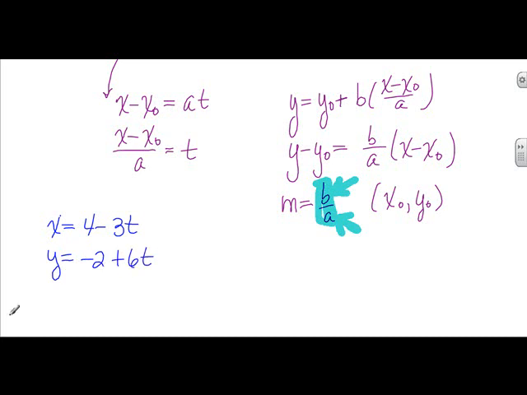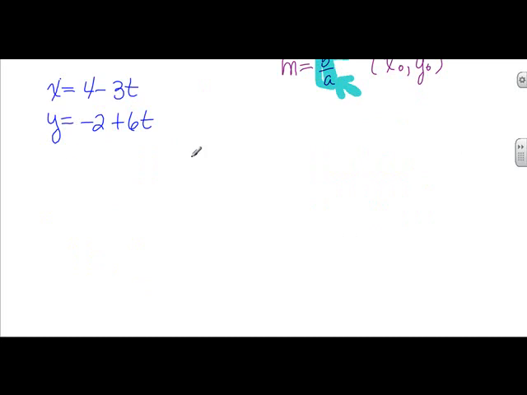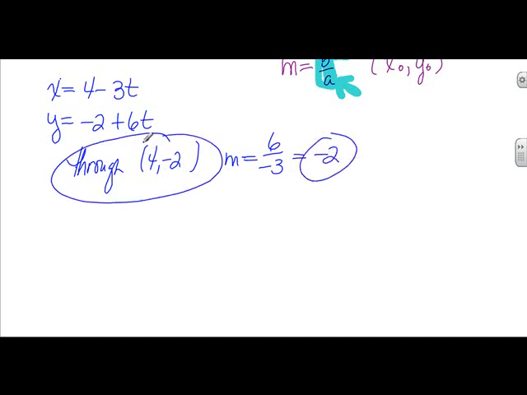It's going to be the line that goes through the point 4, negative 2, and has slope 6 divided by negative 3. The slope is negative 2. Use your calculator, graph that pair of equations. Of course, if you're talking about the entire line, the parameter interval would be negative infinity to infinity.